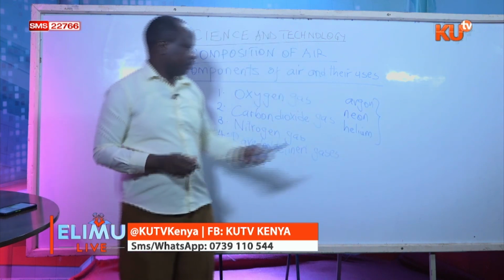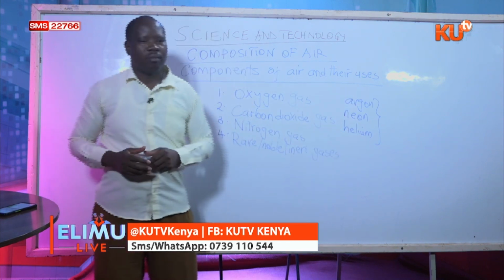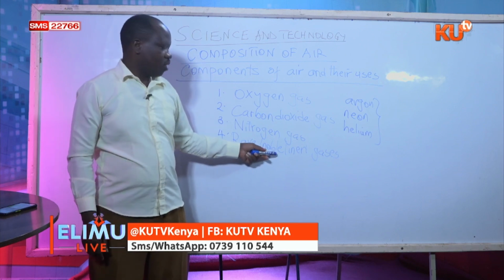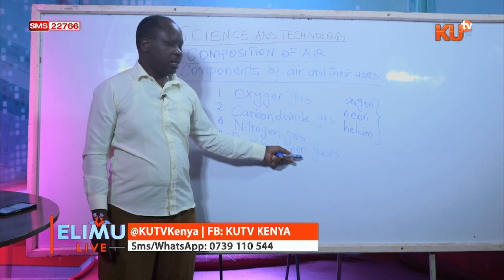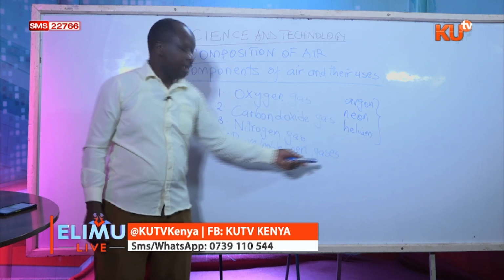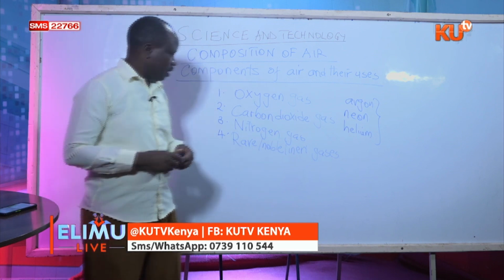These 3, argon, neon, and helium, make what are called rare gases, or noble gases, or also inert gases. They are 3, that is why they are called gases. And they are rare because they are not easily found.